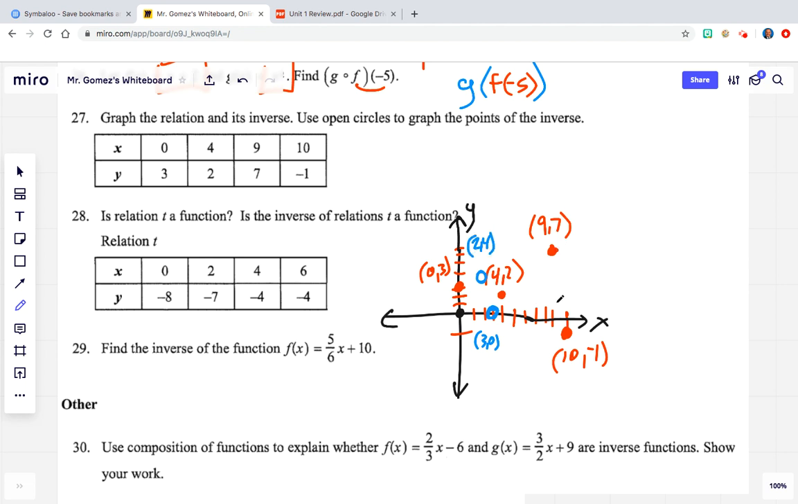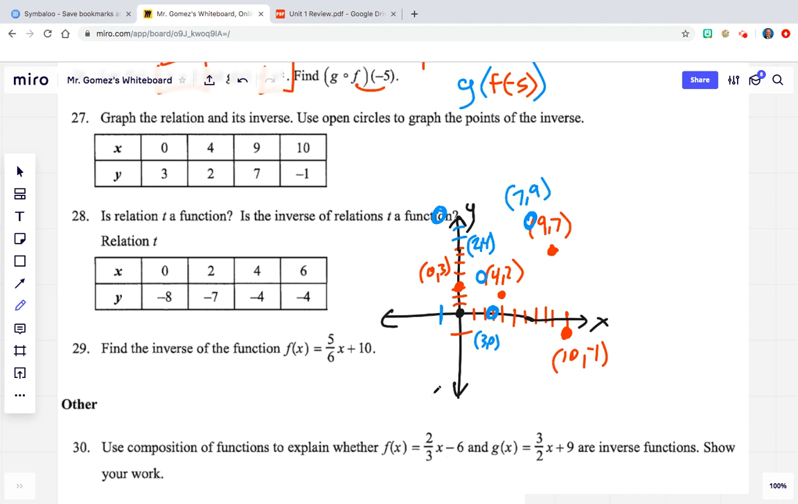And then not 9, 7, it will be 7 and then 9. So 7, 8, 9. So it'll go up just a little bit because it'll be 8, 9. And then you could put that flipped as far as notation. And then last but not least, this 10, negative 1 is going to become a negative 1, positive 10, which is going to be about here somewhere.